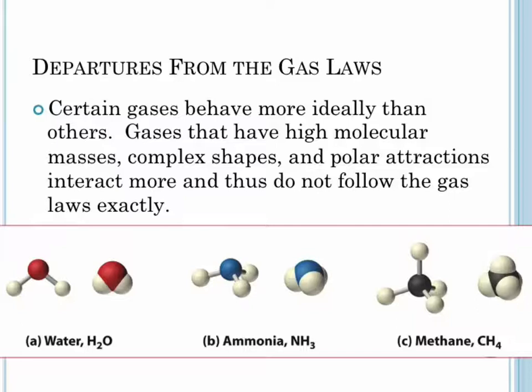Hydrogen versus water. Hydrogen, okay? Water versus ammonia. So this is 16, 17, 18 for the mass. This one is 17. So they're going to be really similar, okay? But water is more polar than ammonia, so water would be less ideal.